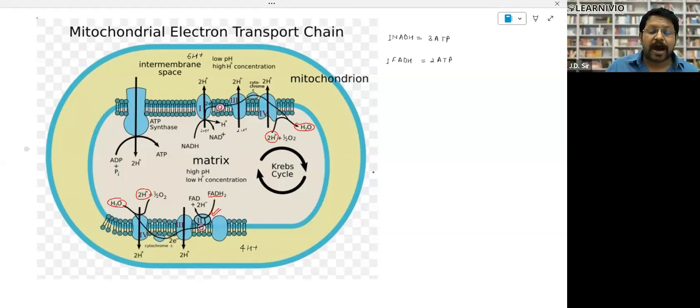Now these 4 hydrogen ions will leak inside the matrix. Due to leakage of 2 hydrogen ions, 1 ATP is formed. Due to leakage of 4 hydrogen ions, 2 ATP are formed. That's why 1 FADH2 is equal to 2 ATP. Is that true?